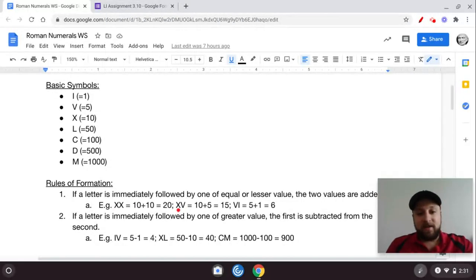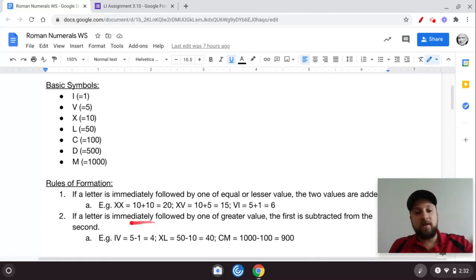X and V. X is 10, V is 5. 10 is larger than 5, so you add them up. It's 15. Same thing here, VI. V is 5, I is 1, 5 is obviously larger than 1, and so it equals 6. That's the easy part. When you have all descending order or the same, larger Roman numerals before smaller ones, you just add them up. But here's the trick that gets a lot of people from the get-go.